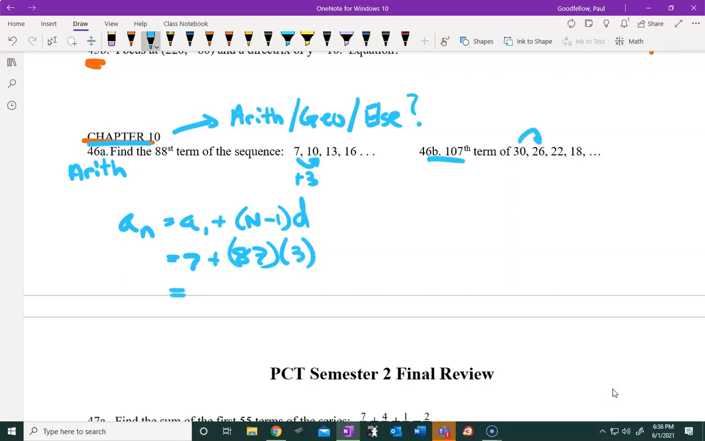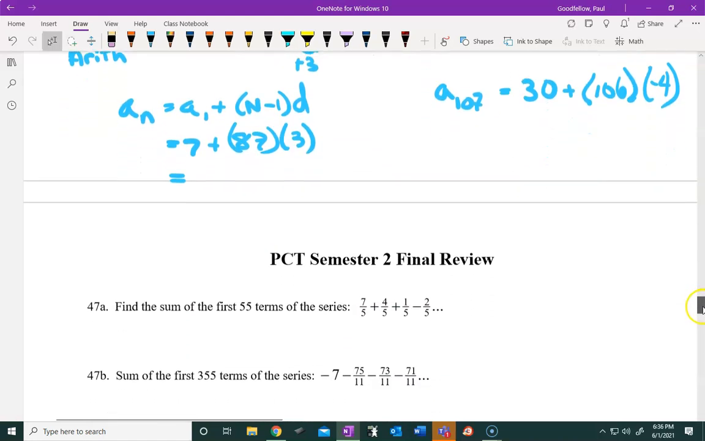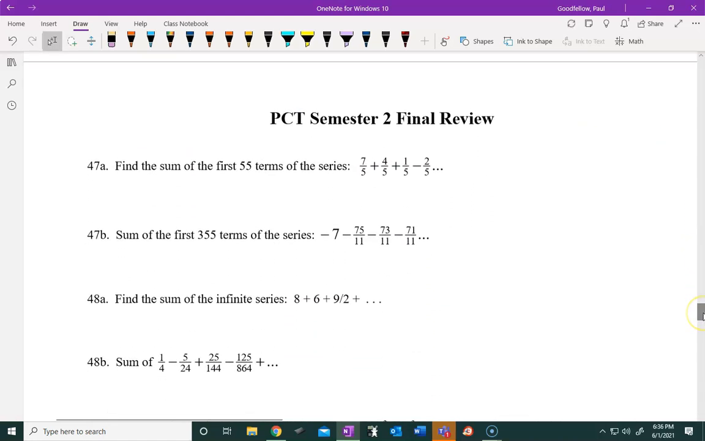Same kind of idea. This one's going down by 4. Oop, you're arithmetic too. So that must be a sub 107 is equal to 30 plus 106 times negative 4. And you'd get the 107th term. Good job. You're doing good.